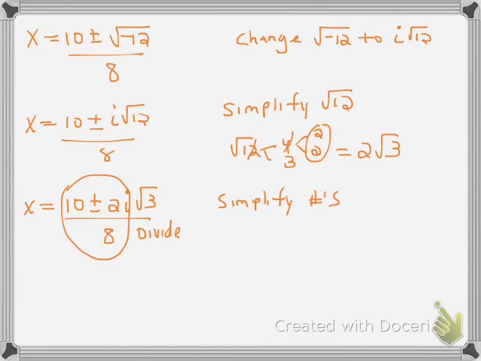I know that I can divide 10, 2i, and 8. I can divide all three of those numbers by 2, so I will. 10 divided by 2 gets me 5. 2i divided by 2 gets me i. And then 8 divided by 2 gets me 4. So my final answer is 5 plus or minus i square root of 3 all over 4.